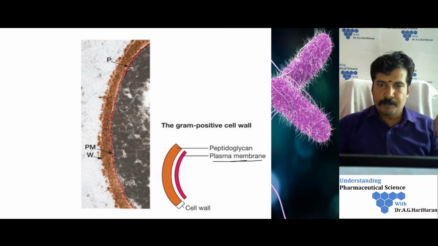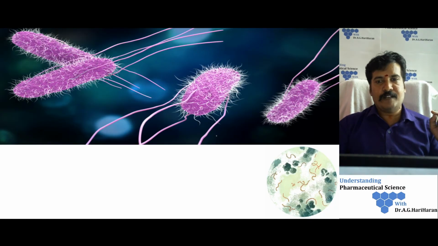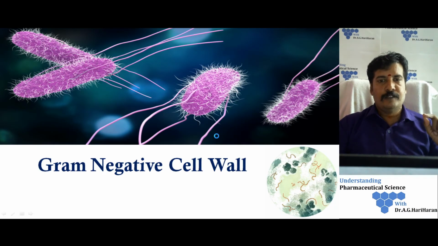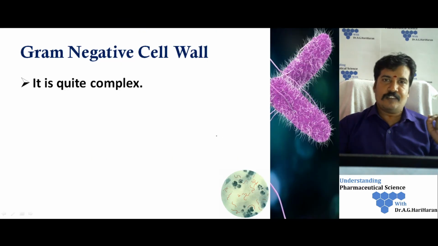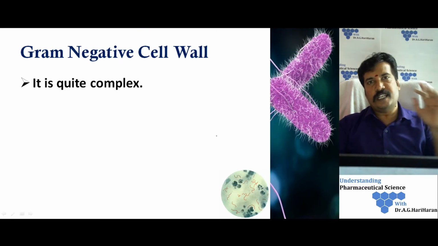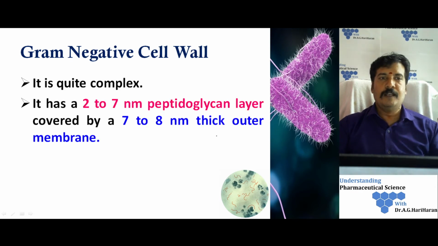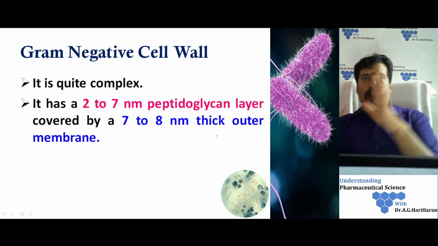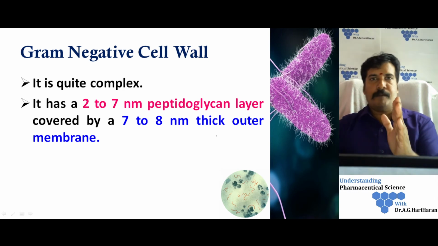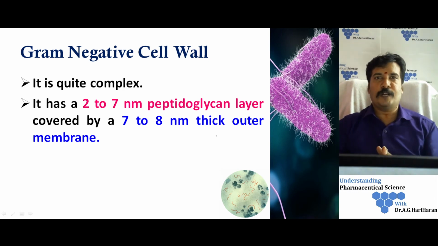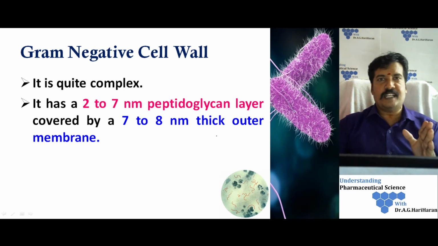There is a plasma membrane, then a thick peptidoglycan layer, and between them a periplasmic space is present in the gram positive cell wall. In contrast, a brief overview of the gram negative cell wall: it carries 3 layers and is quite complex in nature compared to the gram positive cell wall, because away from the plasma membrane, it carries a thin layer of peptidoglycan around 2 to 7 nanometers thick and a little thicker layer of outer membrane around 7 to 8 nanometers thick.